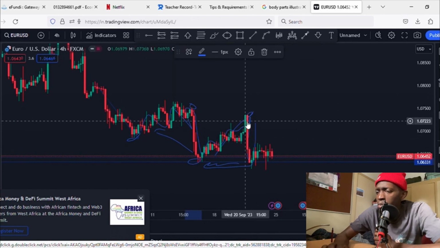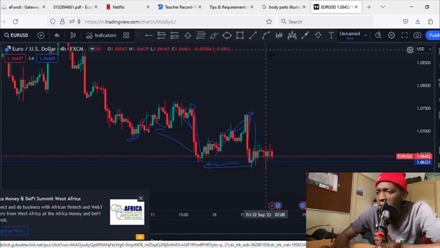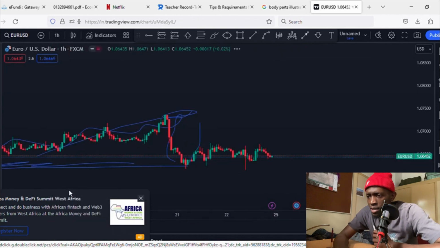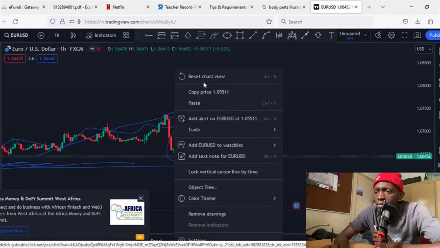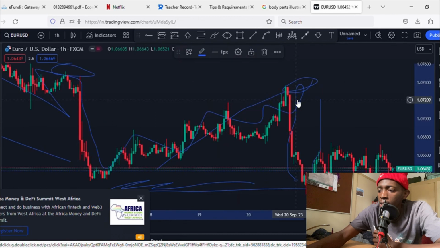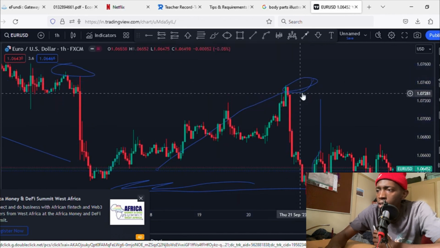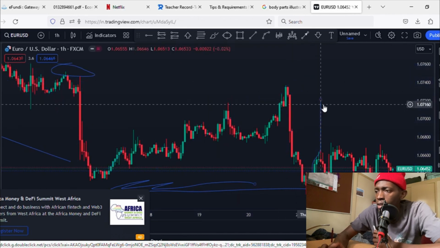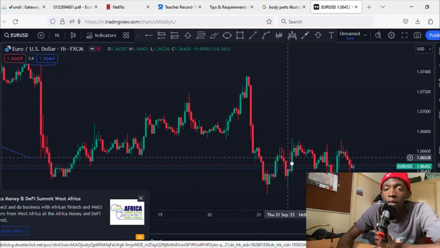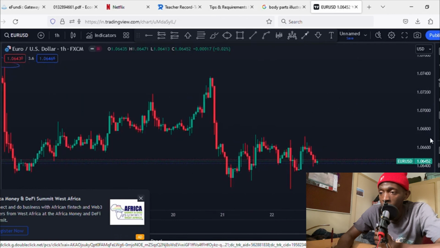So as you can see, I just want to remove all these drawings. I don't know how to remove them all at once. I made a big mess. Let me just go to the 1 hour time frame. So now that we've had our double bottom, if you guys want to call it that, let's do this. We'll be looking for more moves that show signs that the market will be going to the upside.